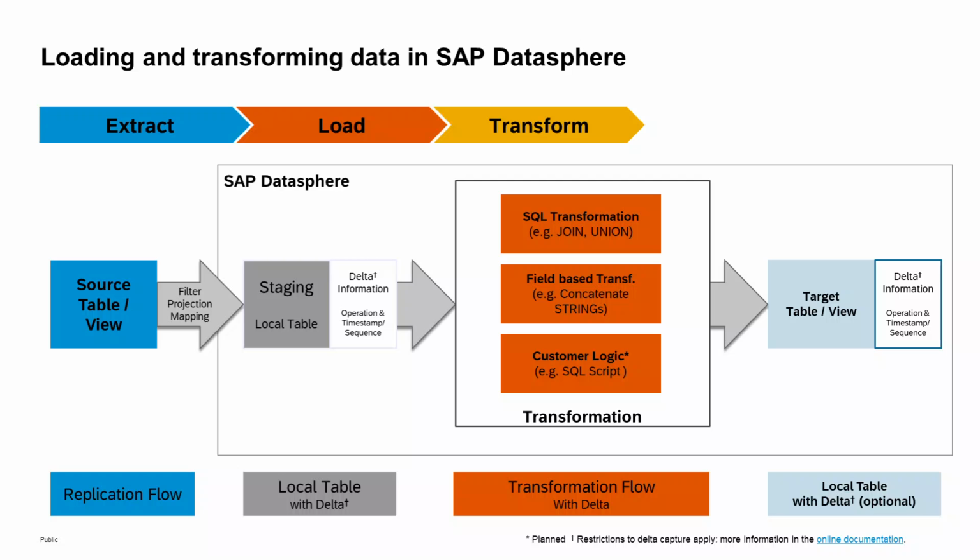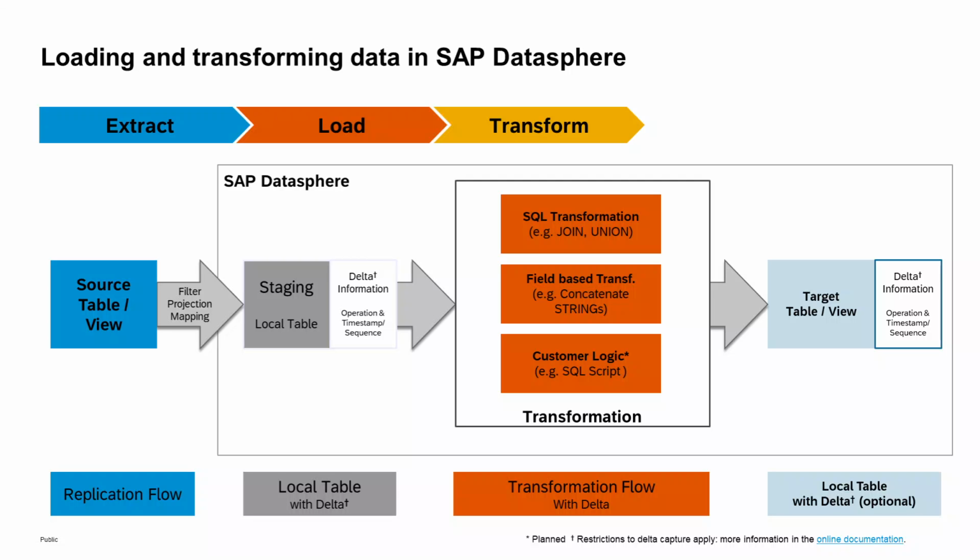The combination of replication flow and transformation flow is intended so that we use the replication flow to bring the source data one-to-one into a staging table, and this can be done in a Delta fashion. That means I only pull in newly changed data and deleted data. That is something we did not have before. So here we can now also bring deleted information. It is stored in the Delta-enabled local table with the information about what was changed. Was it an update, was it an insert, or was it a delete, and when it was.